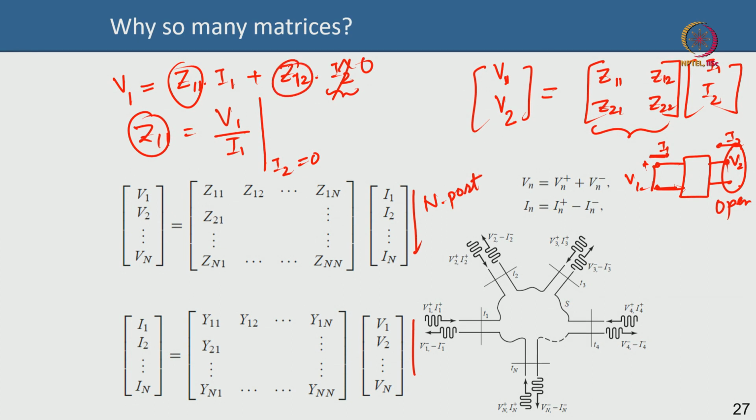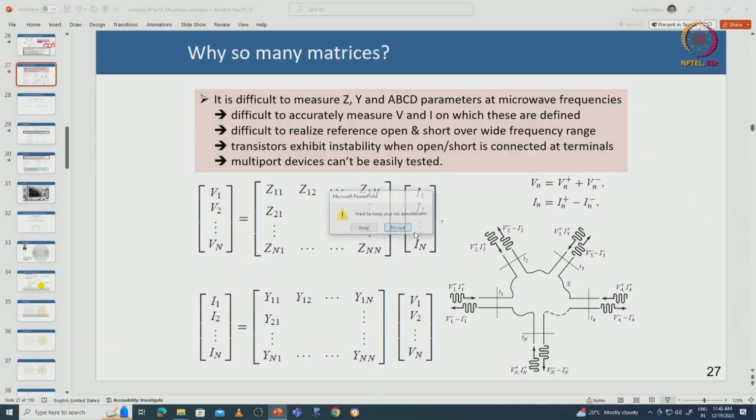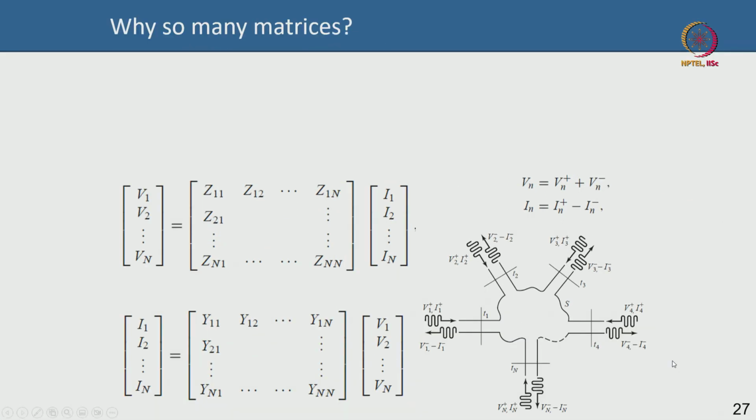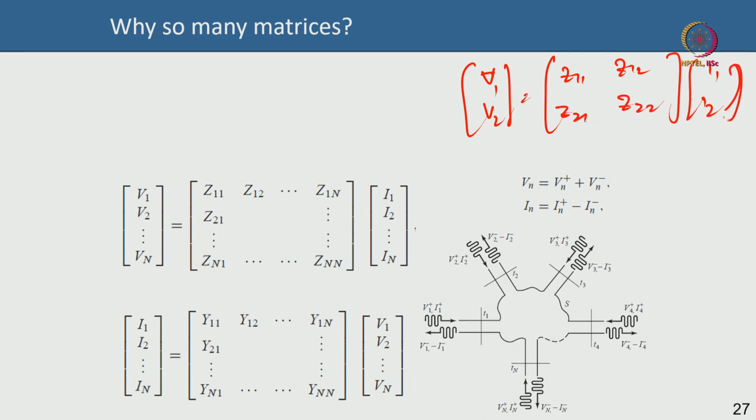Other parameters like Z12, Z21, Z22 etc. also can be found out by either keeping one terminal open, or short as the case may be. Now if I look at this equation again, maybe I will remove the annotation. So you have V1, V2 and then you have Z11, Z12, Z21, Z22 and this is your I1, I2. You can also write V2 as equal to Z21 into I1 plus Z22 into I2.